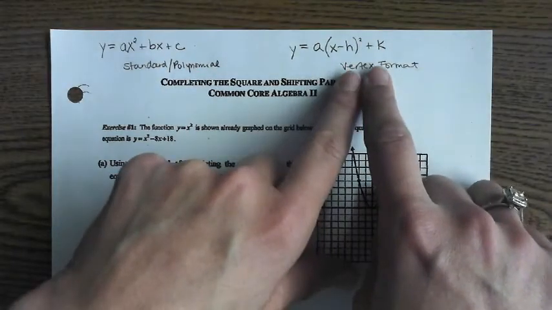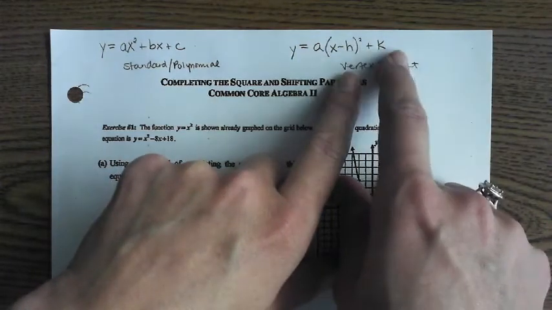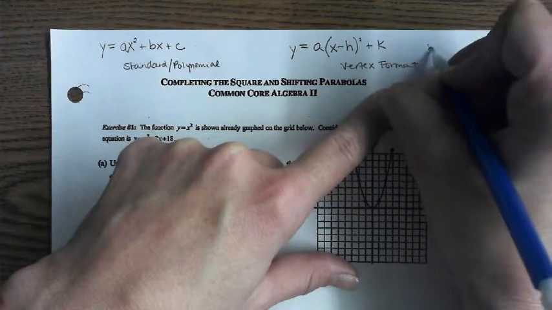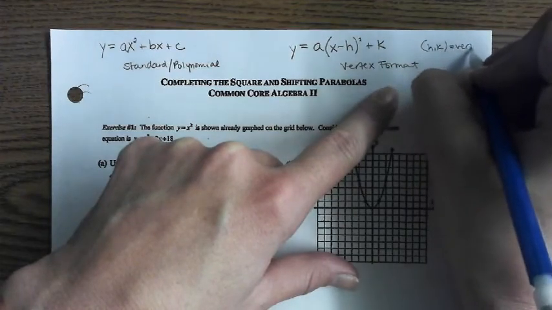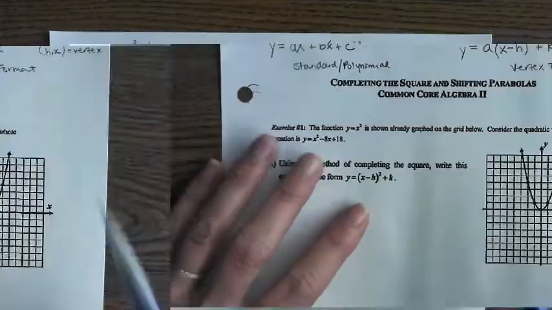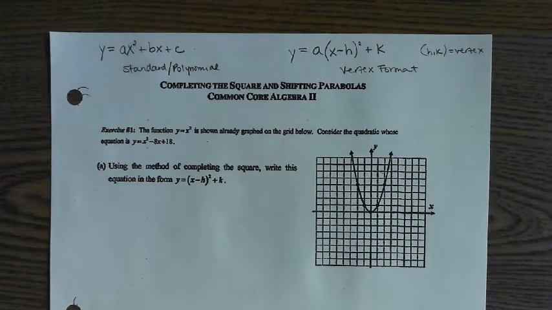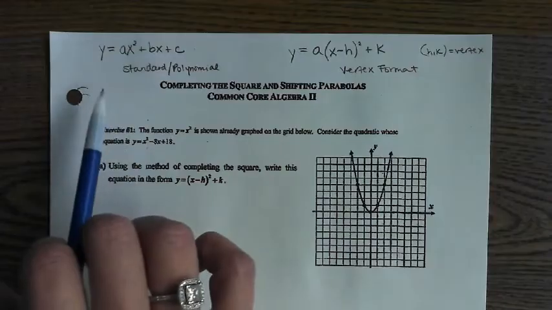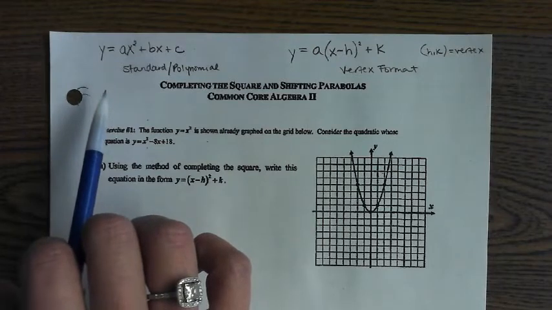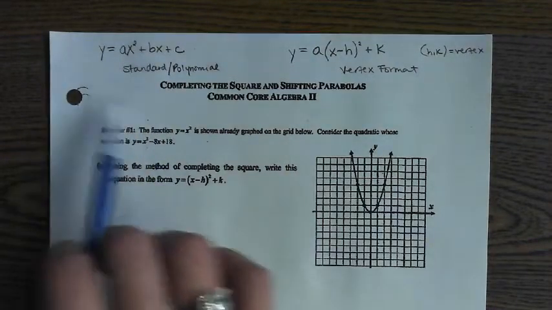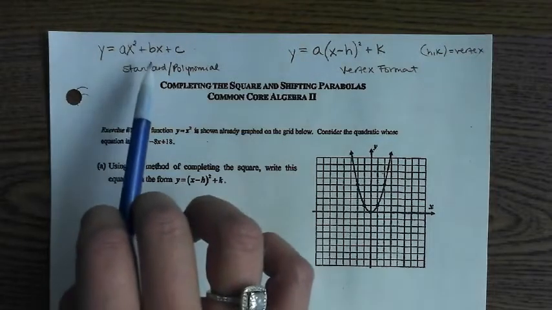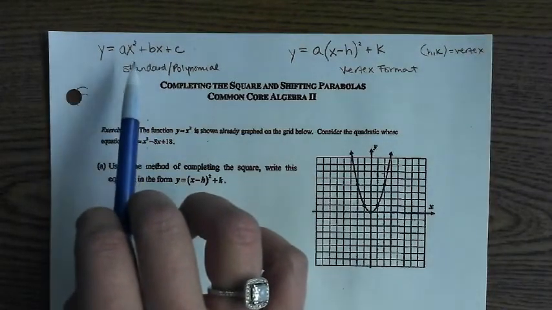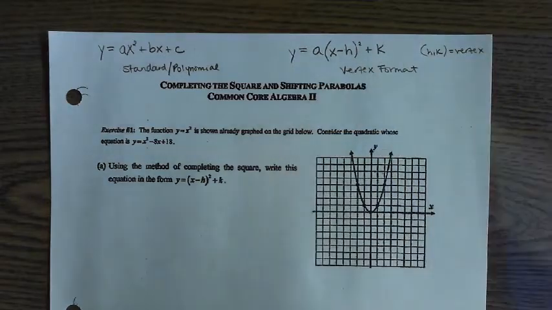Over here, since it's called vertex format, the HK is your vertex. So what's nice about this format is you just look at it and you can pull your vertex, HK. Whatever's in the H spot, whatever's in the K spot, that's your vertex. Versus if you want to find the vertex from this format, what did we learn yesterday? You have to calculate. Negative b over 2a, right? So you have to do a calculation here to find the vertex. Find your negative b over 2a, then plug it back in. Then you have your vertex. Here, if it's in this format, it's right in front of you.